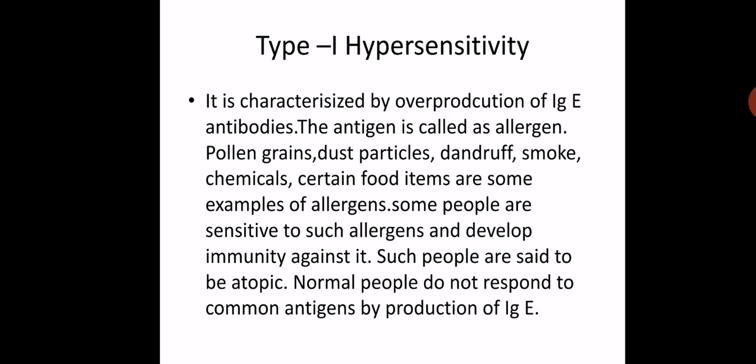Here we know that IgE is responsible. In the previous slide we discussed that immunoglobulins are responsible. So IgE antibody is responsible for the development of the type 1 reaction. So what happens here in type 1 hypersensitivity reaction? There is an overproduction of IgE.